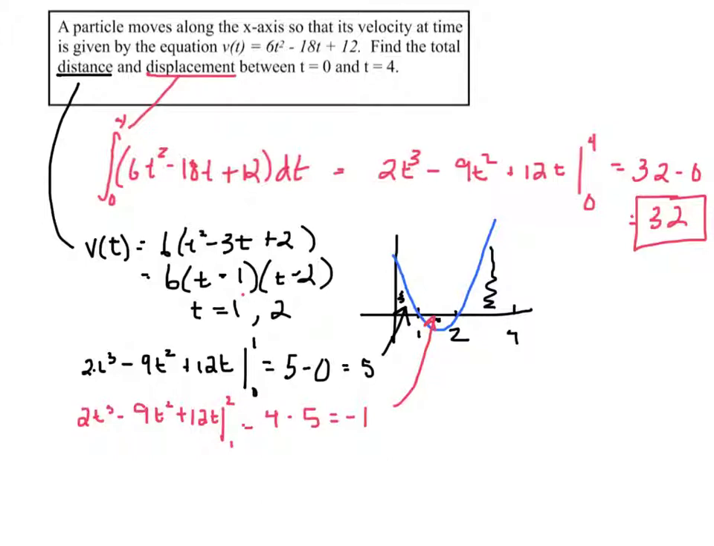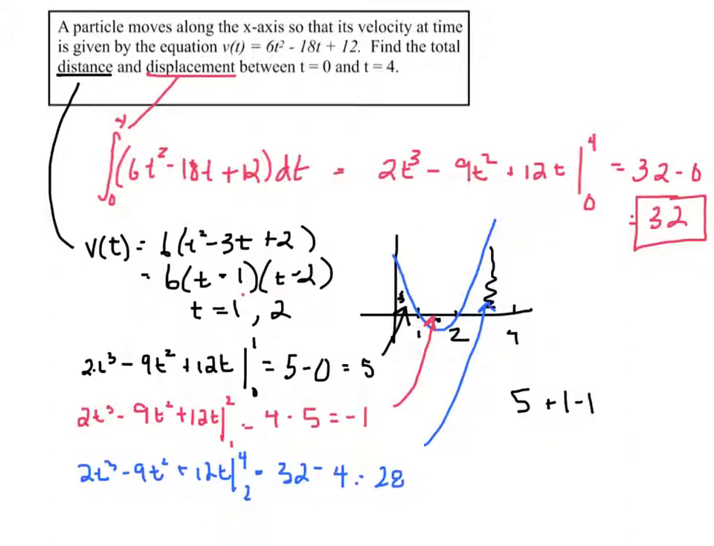And finally, same antiderivative, this time evaluated at 4 and 2. I plugged in 4 earlier and got 32, and I plugged in 2 in the previous part and got 4. So this is 28. This area is 28. Now remember, distance says ignore the negative and just add them up. So the total distance traveled is 5 plus the absolute value of negative 1 plus 28. So the distance traveled is 34.